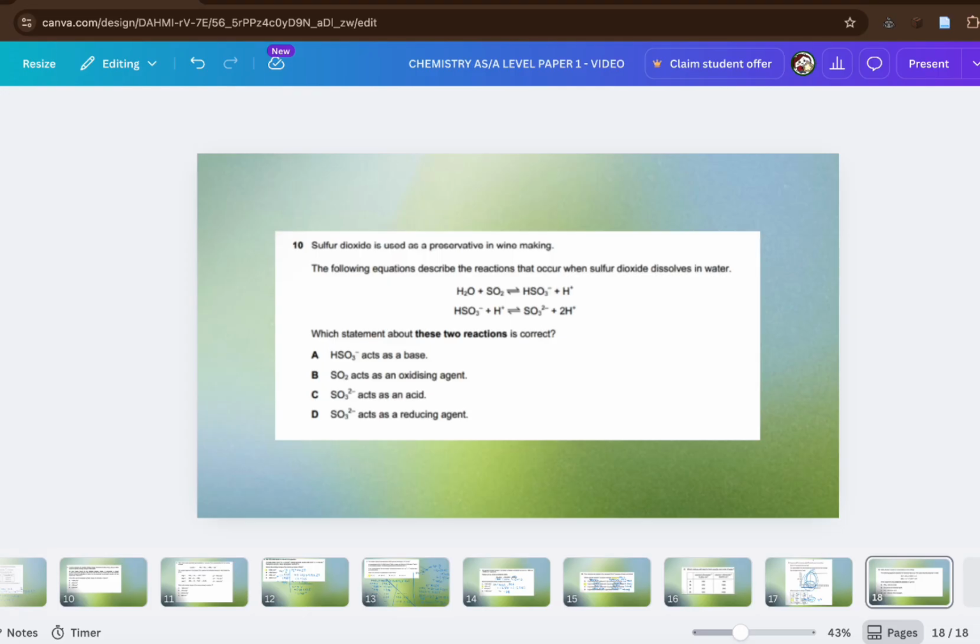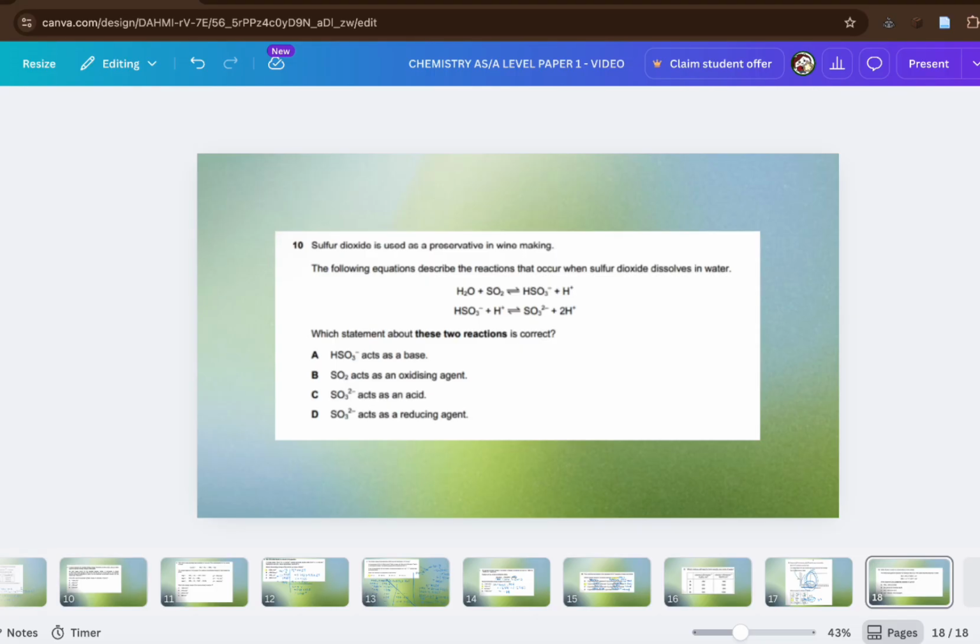Alright, we move to the final question in paper 1 here. Sulfur dioxide is used as a preservative in winemaking. The following equations describe the reactions that occur when sulfur dioxide dissolves in water. Which statement about these two reactions is correct? So we need to find the statement that is correct about these two reactions. So let's discuss once again each of the options and see which one is correct.